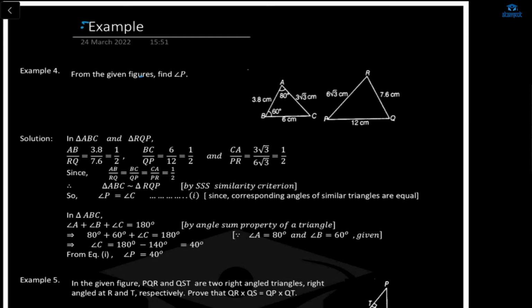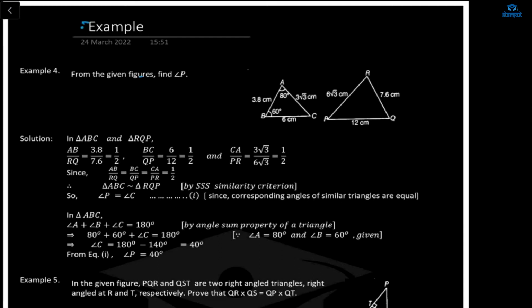Now there's another, the AAA criteria. If all three angles are equal, then the sides will be in proportion and the two triangles will be similar. The third one is SAS. If one angle is equal and the two sides containing that angle are in proportion, then the triangles are similar.